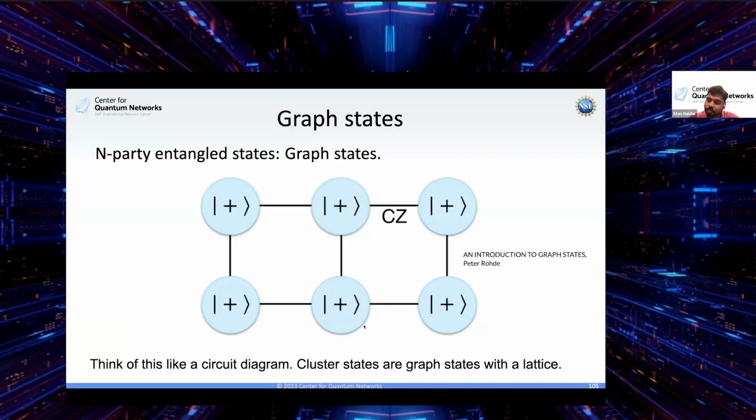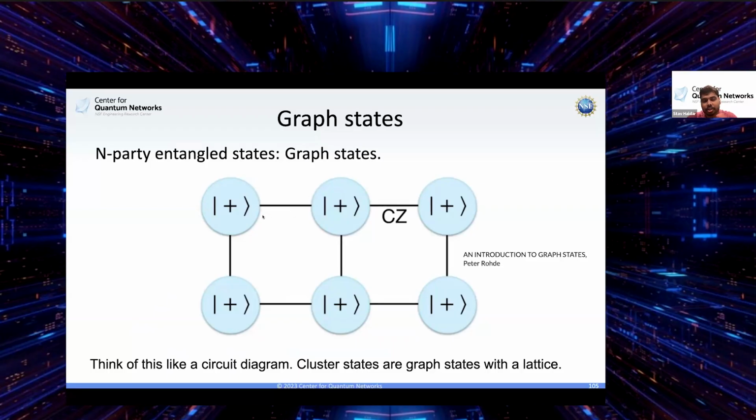So here you see a circuit diagram. You have these vertices, which are plus states. So this is an equal superposition of 0 and 1. So these are individual qubits. Now, these qubits themselves, as we will see, can be either physical qubits, as in just one qubit, or they could themselves be encoded, right? So you could have a logical plus state here. But nonetheless, this is a plus state.